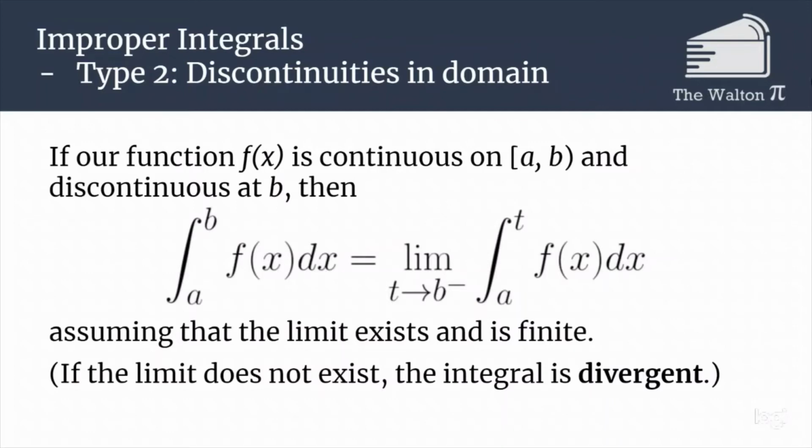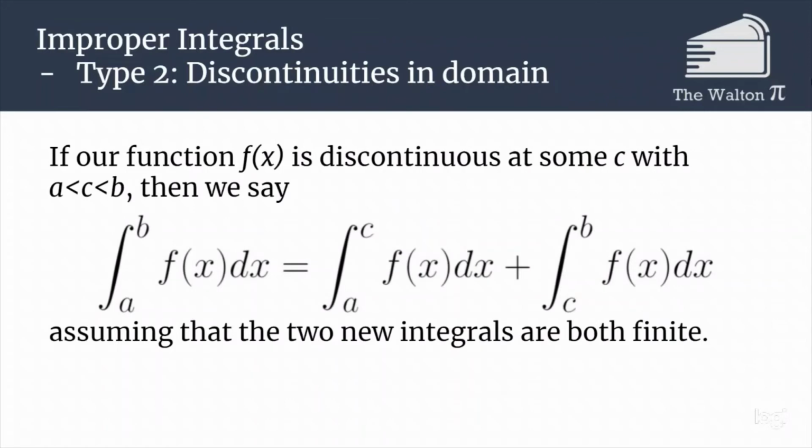The reason we have to approach b from the left is we have to stay in our interval. So we can't approach it from the right because that would be outside our interval. So we are approaching b from the left. If it is instead discontinuous at a, we would take the limit as t goes to a from the right of the integral from t to b of f of x dx. So that again is just so it stays inside the interval.